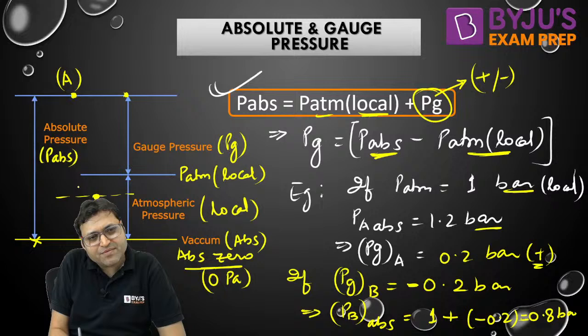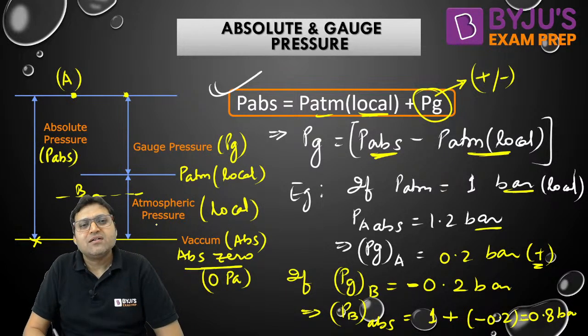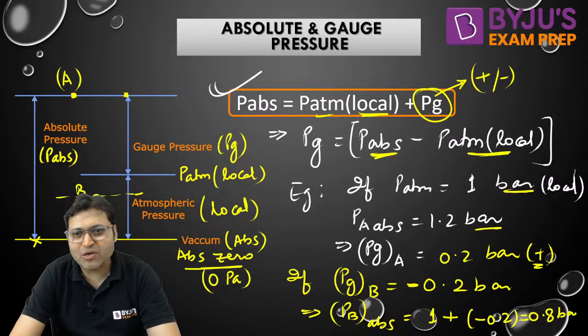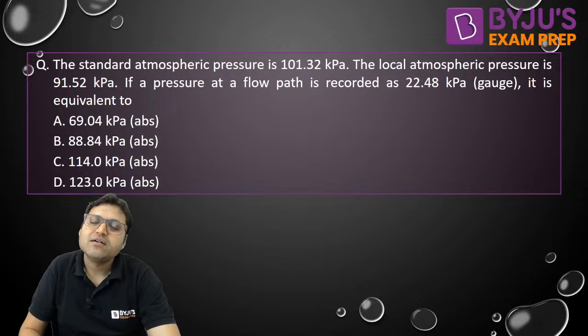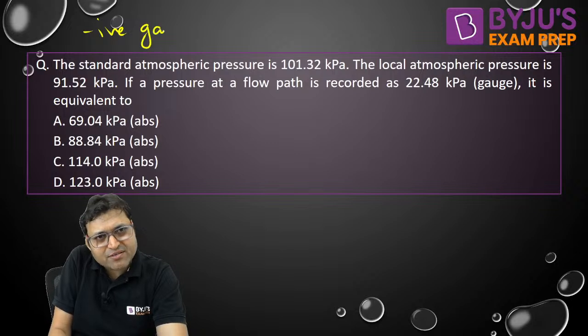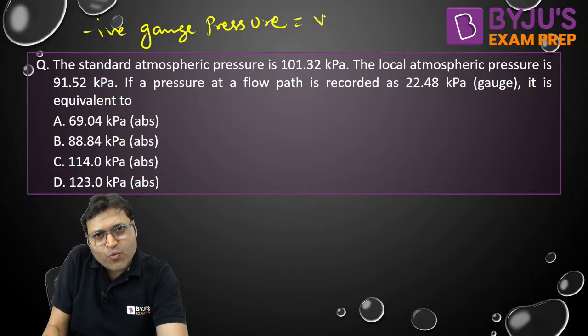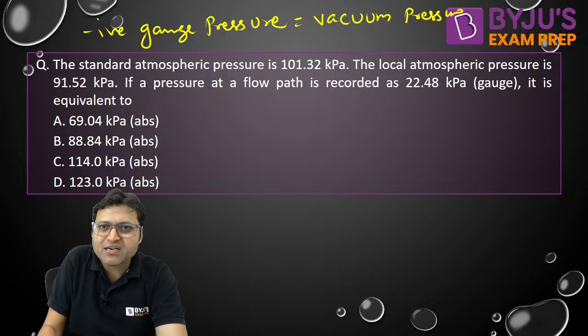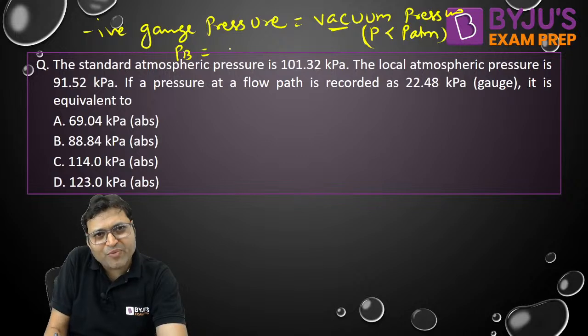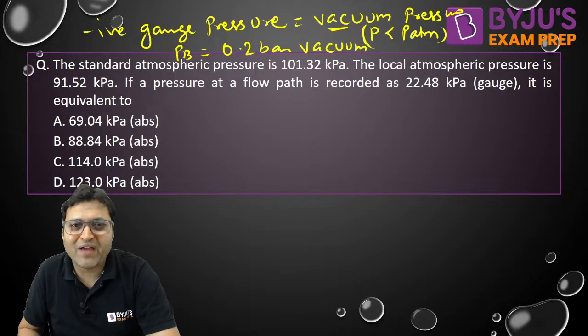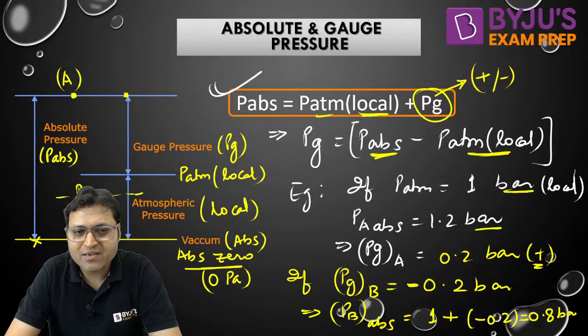So 0.8 bar will be the absolute pressure at point B. Point B will be lying below the atmospheric pressure line, or point B is having the absolute pressure which is less than atmospheric pressure. That is called vacuum pressure. Negative gauge pressure is known as vacuum pressure. So this is how we can understand absolute pressure and gauge pressure. Why is it called vacuum pressure? Because the pressure is less than atmospheric pressure. That is why it is called vacuum pressure, negative gauge pressure. So PB, the pressure at B, can be called 0.2 bar vacuum. It means it is having minus 0.2 bar gauge pressure.